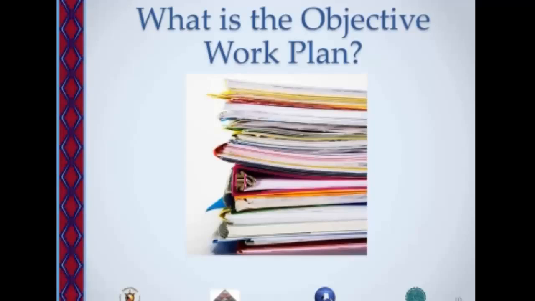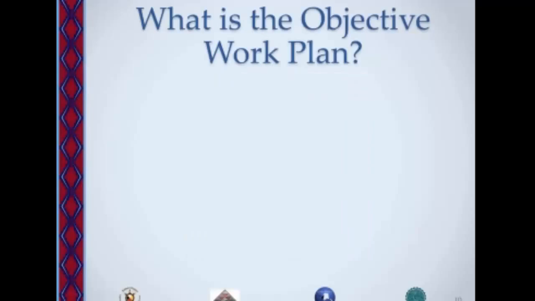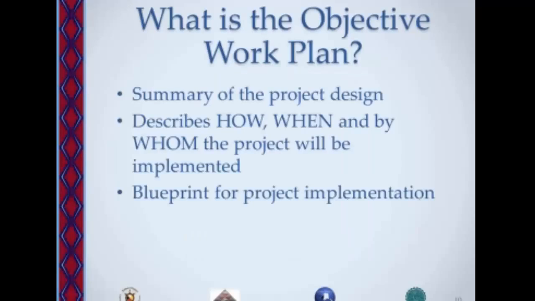What if we had a tool that provided you a step-by-step action plan for implementing your project, and it tells you when you're going to do your activities, who's going to be doing them, and what the results and benefits of completing those activities were. And it's all in one handy form. That's an objective work plan. It's a summary of the project design. It describes how, when, and by whom the project will be implemented. And it's commonly referred to as the blueprint for project implementation.